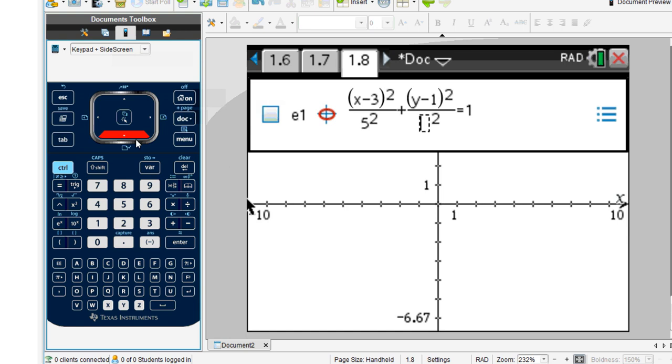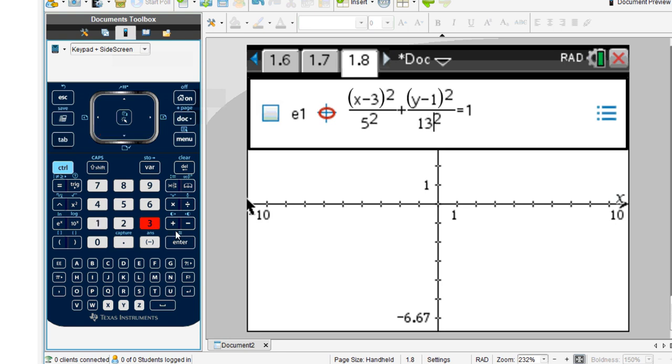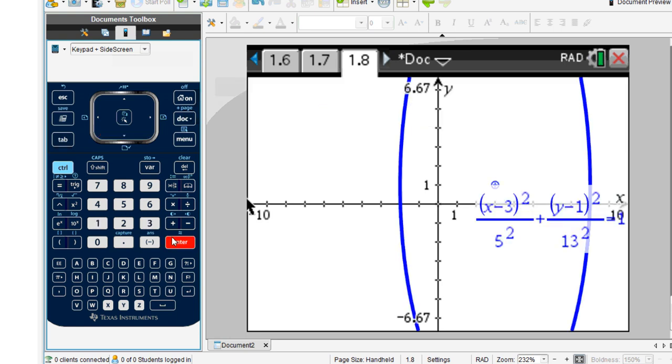and that was answer choice C, so that was 169, that's going to be 13 squared. So let's put in 13 and graph this. Yeah, it kind of looks like a vertically oriented ellipse, isn't it? But let's go ahead and check our eccentricity.